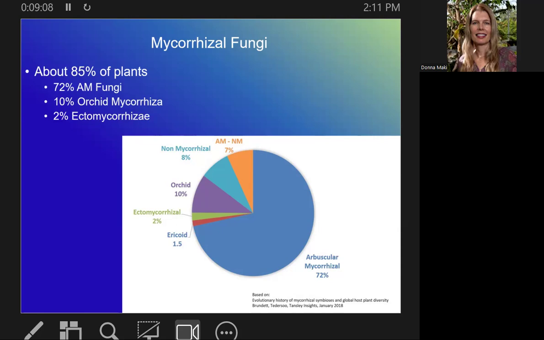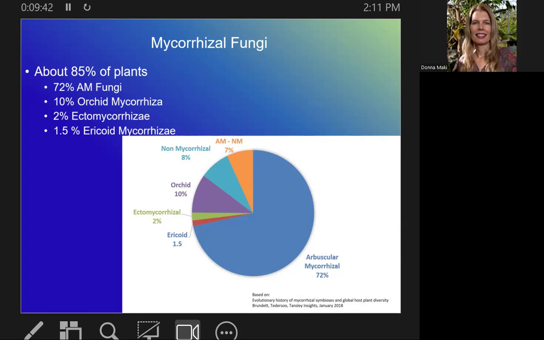And then only 2% are ectomycorrhizal relationships, which I tend to forget because when I was a PhD student, I worked with ectomycorrhizal fungi, so I thought they were it. But turns out the arbuscular mycorrhizal fungi definitely win in terms of sheer numbers. And then there's another group of fungi called ericoid mycorrhizae that hang out with heath plants, heather plants. And so ericoid, only about 1.5%. And so the pie chart's nice, kind of trying to put it all into perspective.